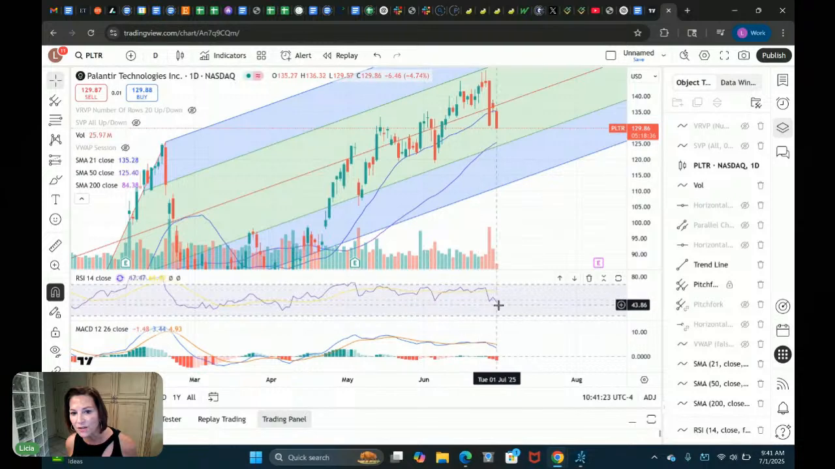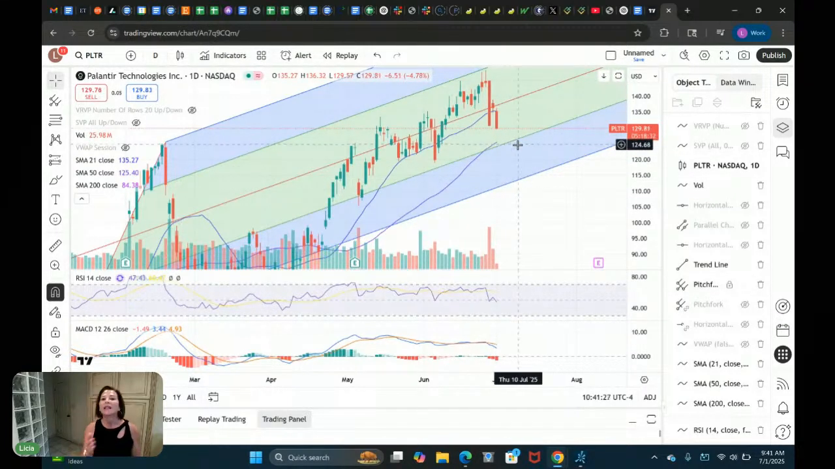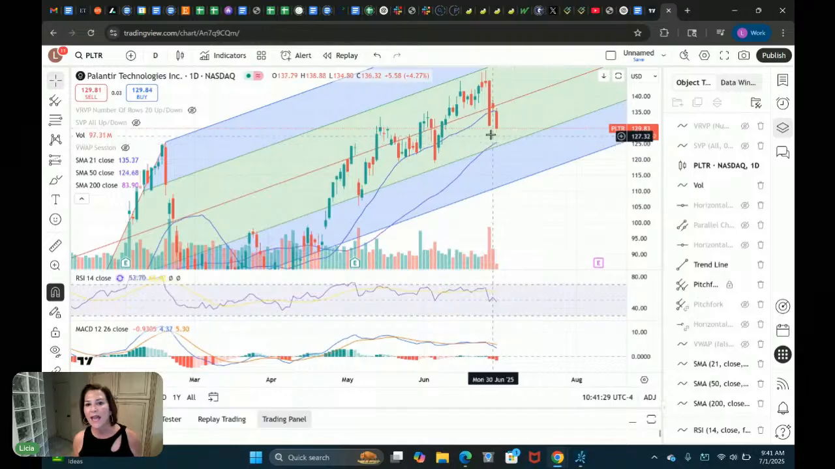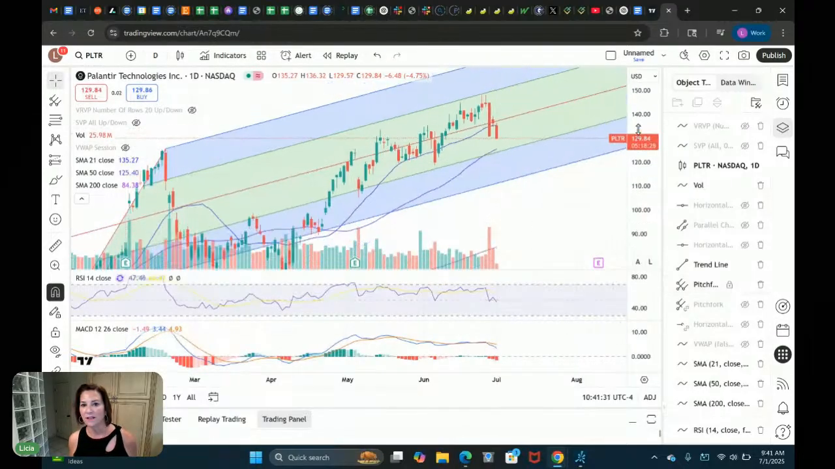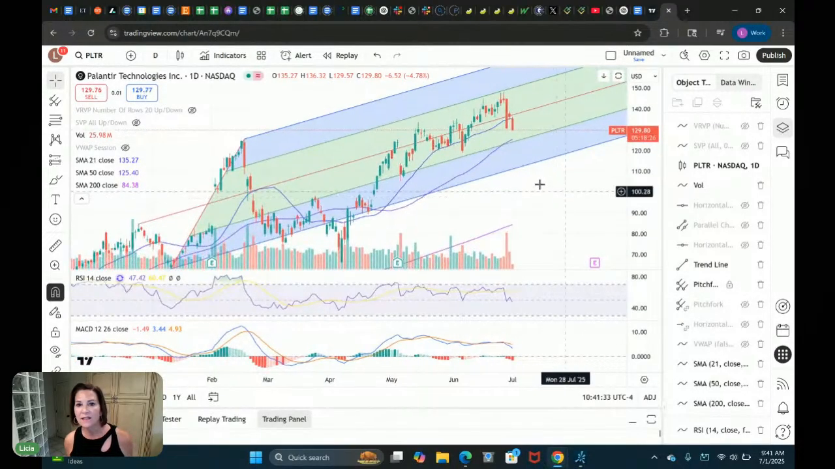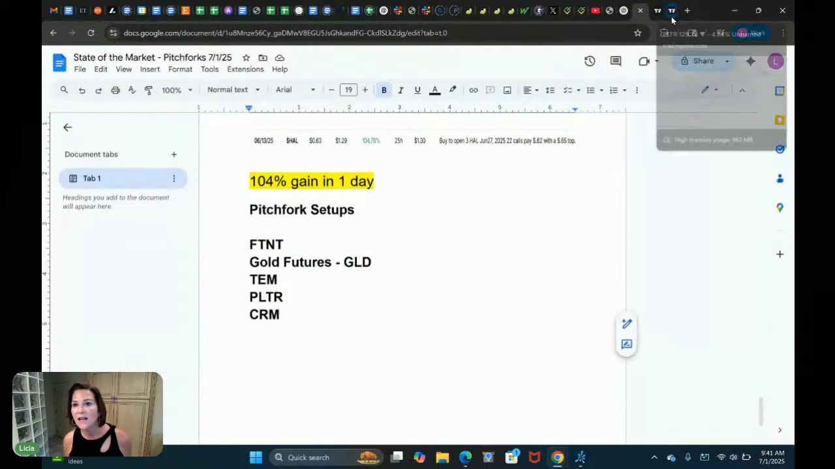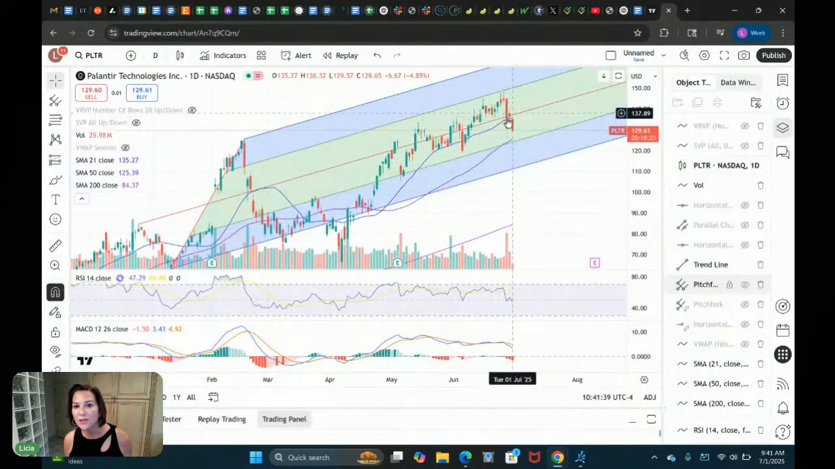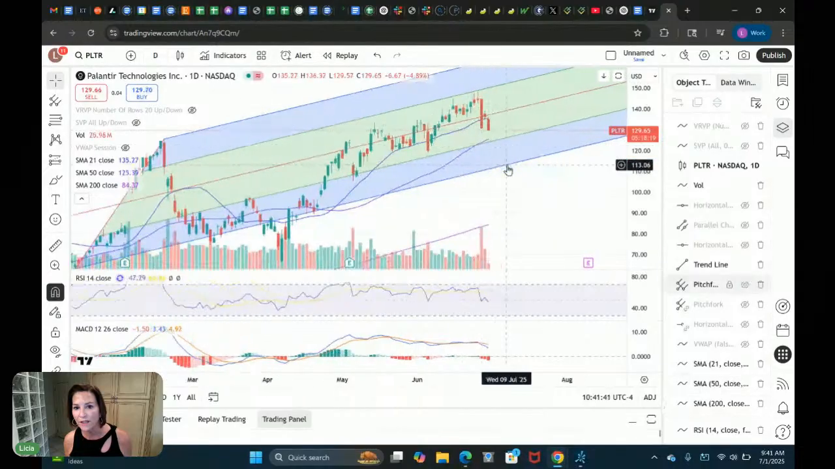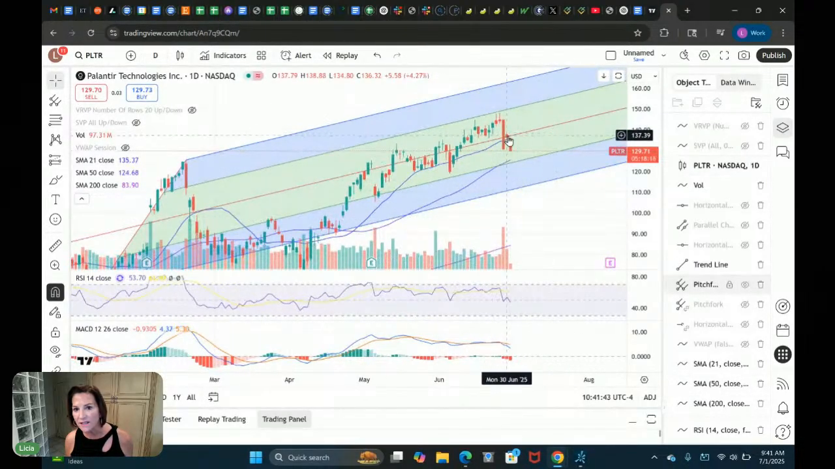MACD's bearish. RSI's trading below 50. It's a setup. It gives you the trade setup and your price target. What more do you want? They're awesome, guys. So PLTR, I was planning on presenting to you as a bullish trade this morning because this is what I saw last night setting up for this. It failed. It's going lower.